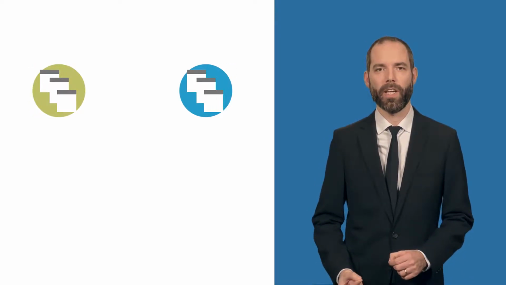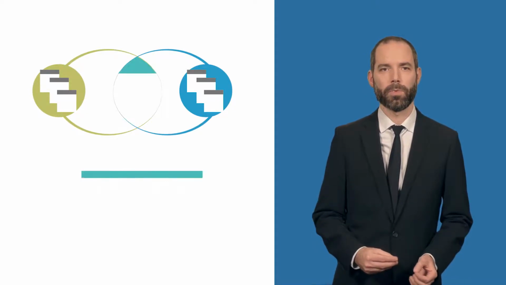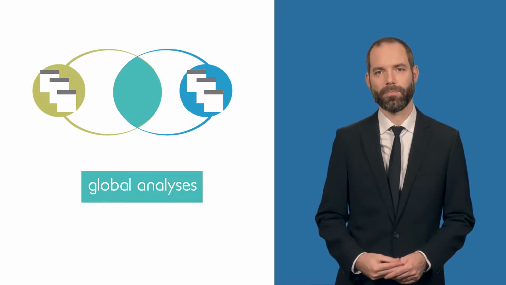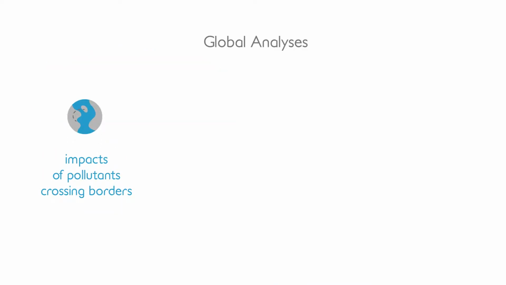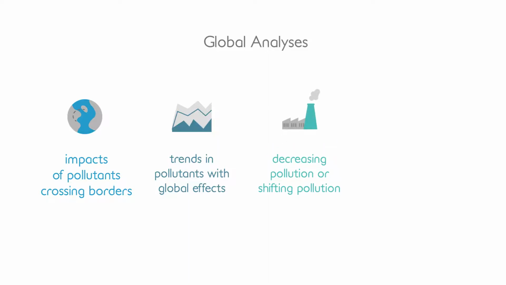Why standardize? The value of standardizing PRTR data is that the data collected by one PRTR can be combined with data from other PRTRs around the world to produce global analysis such as assessing the impacts of pollutants crossing borders, analyzing trends in pollutants with global effects, such as greenhouse gas emissions, gaining insights into whether governmental programs are decreasing pollution or shifting pollution to other locations, and comparing chemical use, releases, and efficiency by sector by PRTR program.